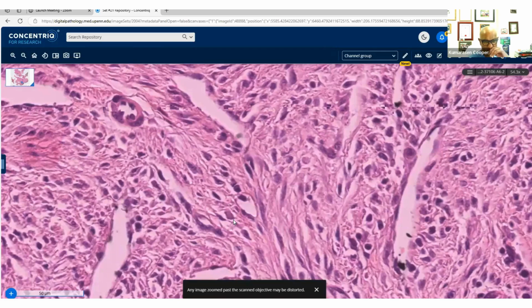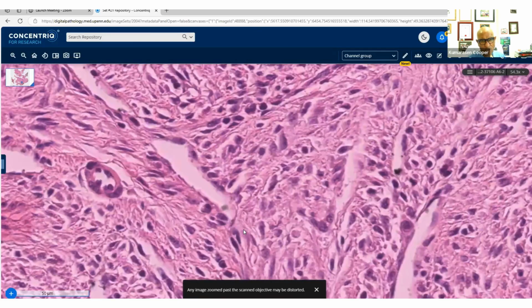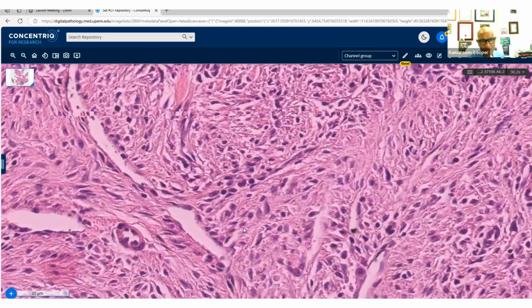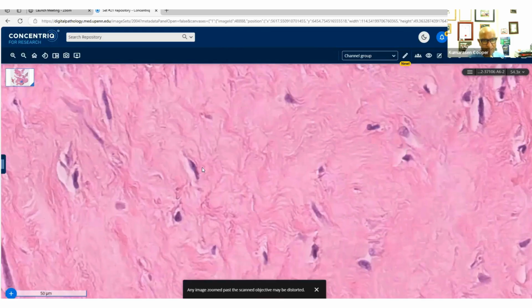Okay, there are no mitotic figures. There's no atypia that we can see. There are little nucleoli though. And these merge with these more fibrotic areas and literally hypocellular areas.